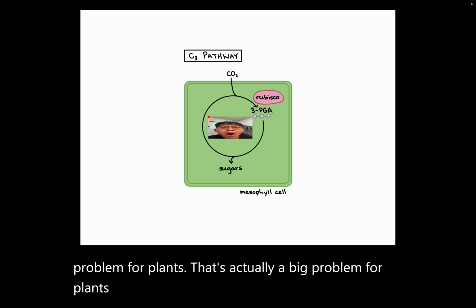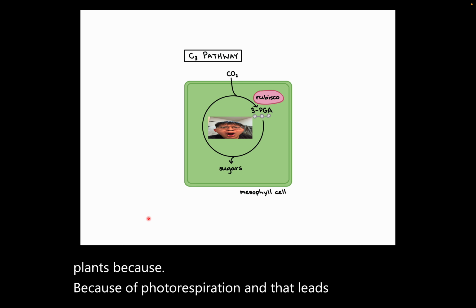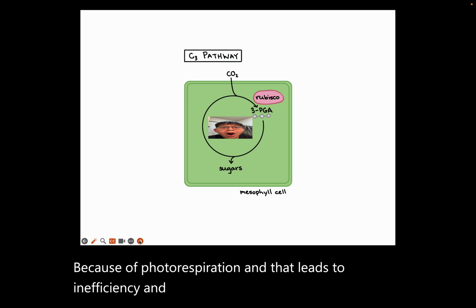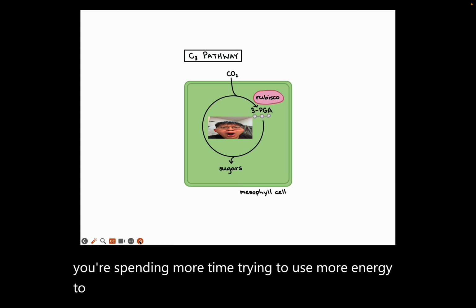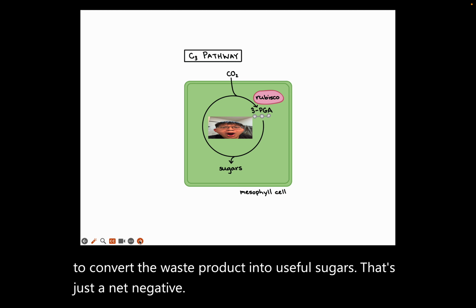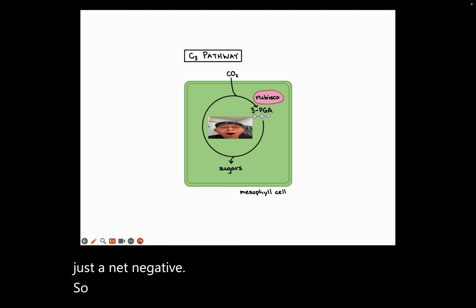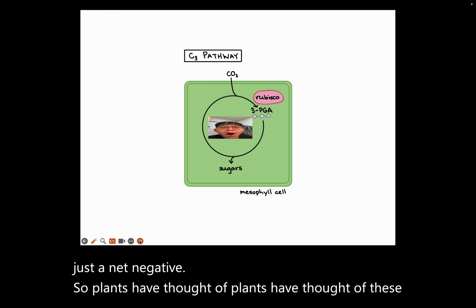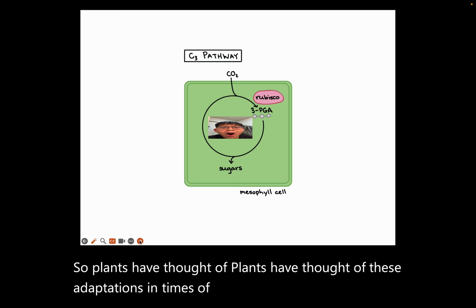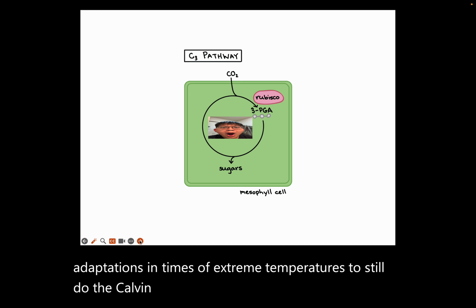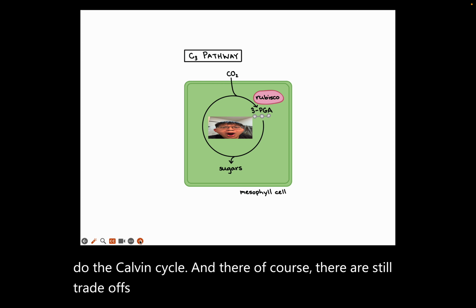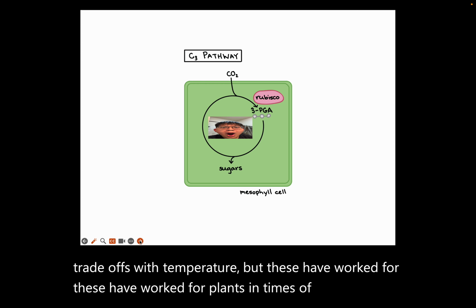Because of photorespiration, that leads to inefficiency and just loss of net energy overall, because you're spending more energy trying to convert the waste product into useful sugars. That's just a net negative. So plants have thought of these adaptations in times of extreme temperatures to still do the Calvin cycle. And there are still trade-offs with temperature, but these have worked for plants in times of heat, times of stress, times of resource scarcity.